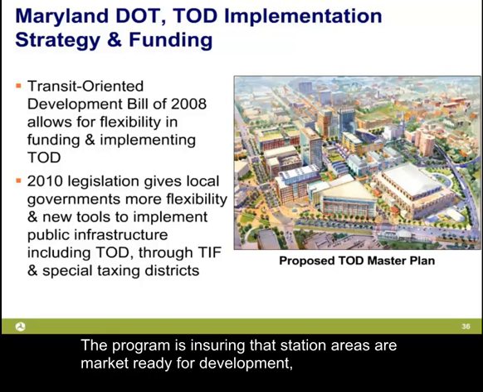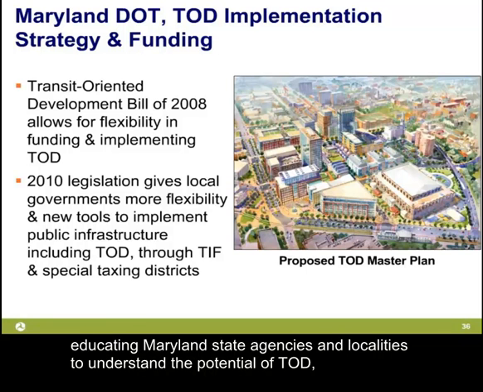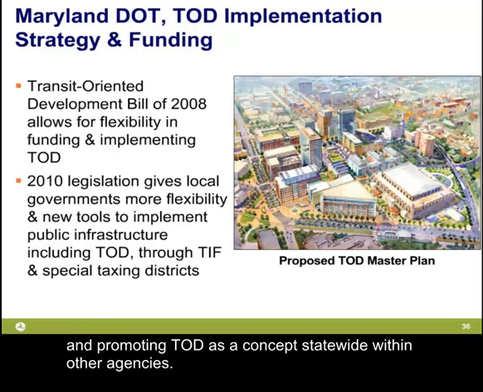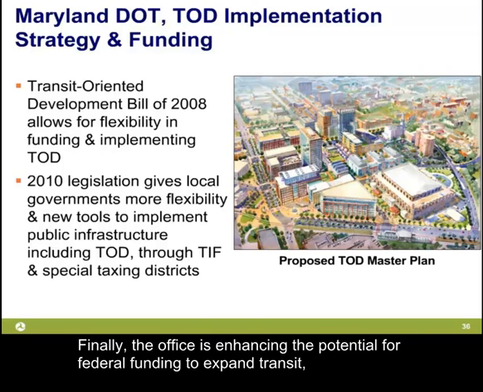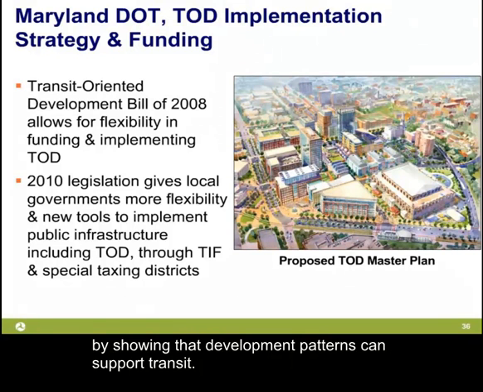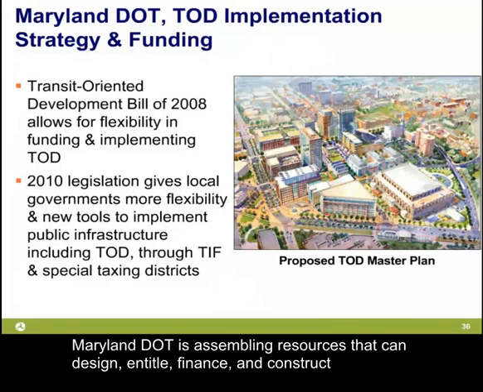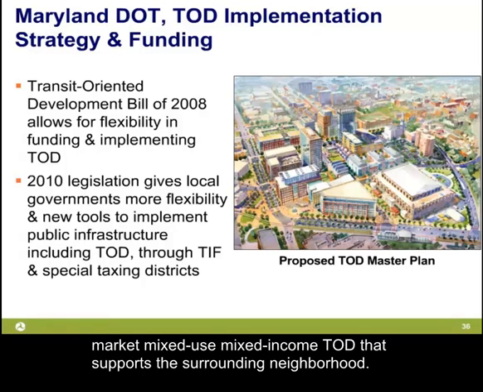The program is ensuring that station areas are market-ready for development, educating Maryland state agencies and localities to understand the potential of TOD, and promoting TOD as a concept statewide within other agencies. Finally, the office is enhancing the potential for federal funding to expand transit by showing that development patterns can support transit. Maryland DOT is assembling resources that can design, entitle, finance, and construct market mixed-use, mixed-income TOD that supports the surrounding neighborhood.